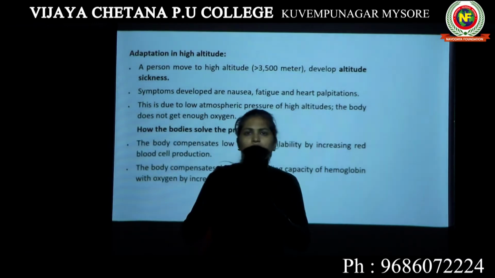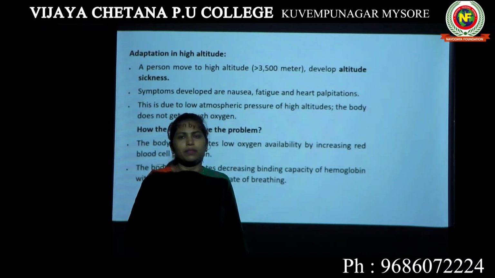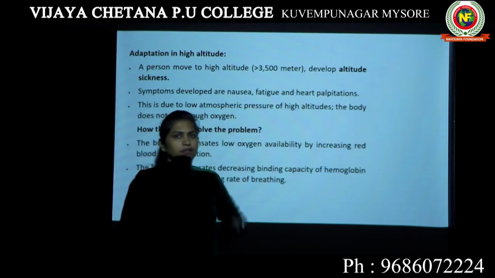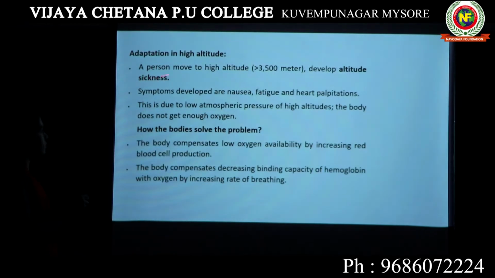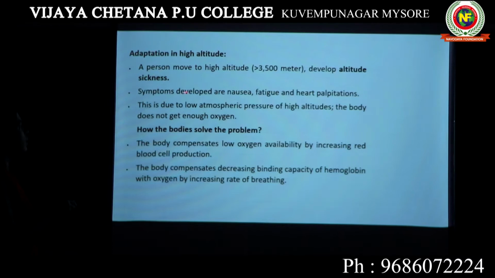If a person is going to a height of more than 3,500 meter, then the person will develop something known as altitude sickness. Altitude is height, right? Sickness that you develop when you go to a higher altitude region. Only then a person will develop altitude sickness. So, what is altitude sickness? Altitude sickness is associated with few symptoms. What are those symptoms which you develop when you go to a higher altitude region?